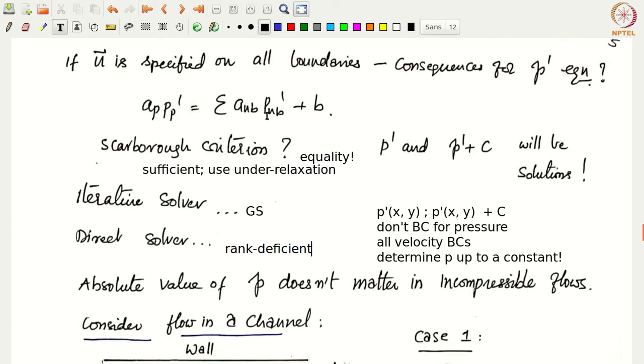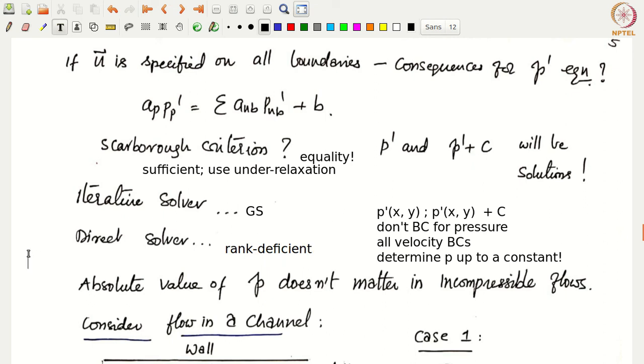Because you have these continuity equations, and the last cell that you have, if you keep writing the continuity equation, would not contribute anything new. As a result, the equation for one of the cells can be written as a linear combination of the equations for all other cells, okay? So as a result, a direct solver will not work in this context when you have all velocity boundary conditions.